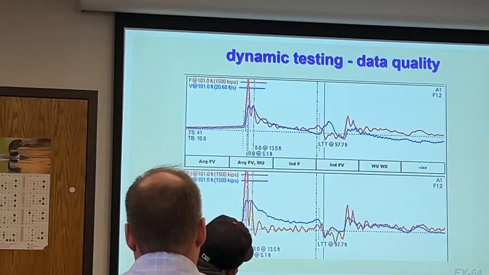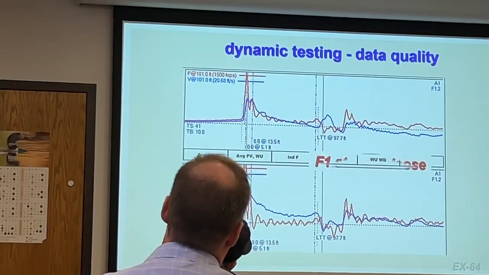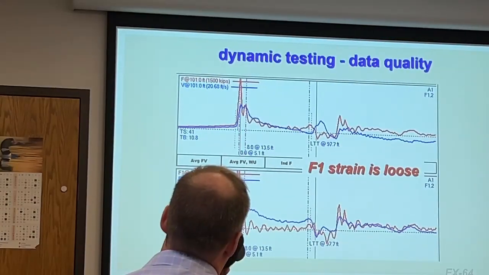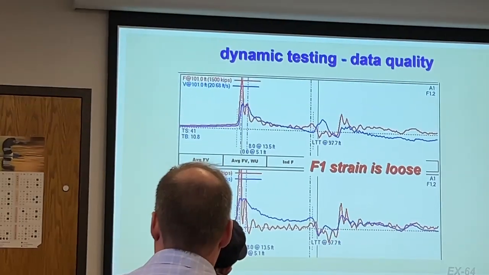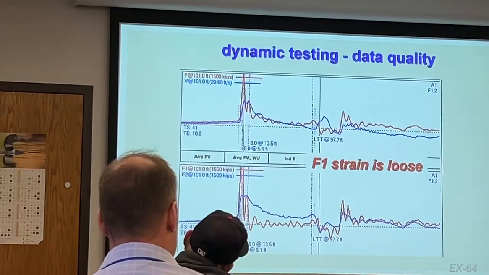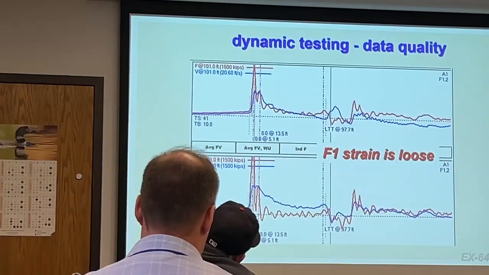What do you think is wrong with that? Any ideas? That's a loose strain gauge. That means, remember, strain gauges have 2 bolts. It's very easy to under tighten 1 bolt, and when you do, that's kind of what it looks like.